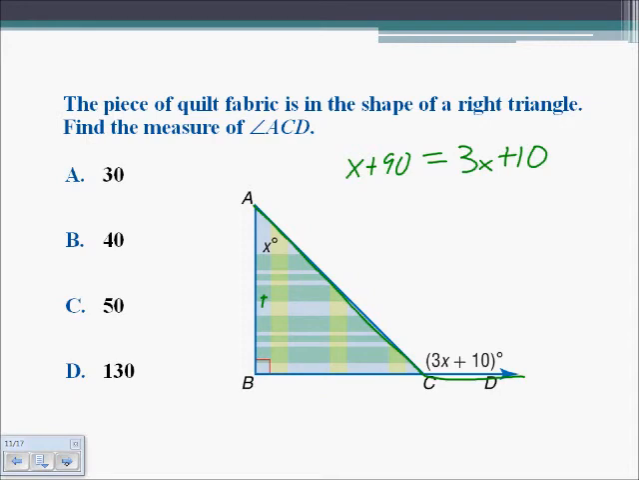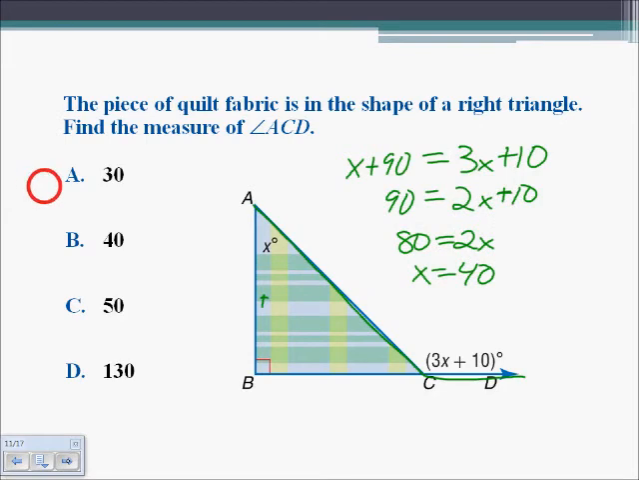We subtract x on the left and the right. We're left with 90 is equal to 2x plus 10. We'll subtract 10 on both sides. 80 is equal to 2x, and x is equal to 40 when we divide by 2. Therefore, final answer, B, 40.